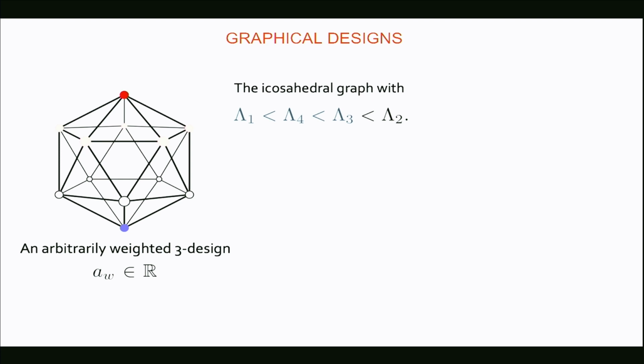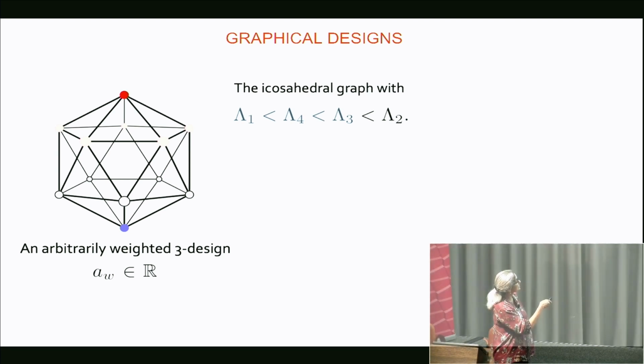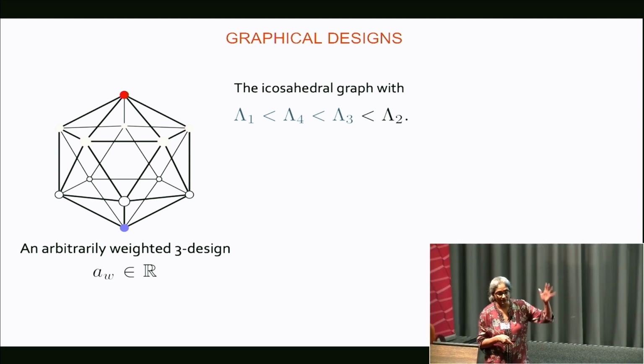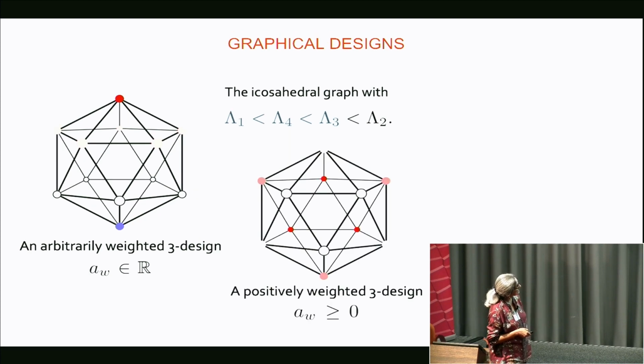So here are some examples. Back to the icosahedral graph, and here I've ordered the eigenspaces like this. Before I had them ordered in frequency order, now I jumbled it up a bit. So lambda 1 is still first, then I put the last one next, and so on. Okay, so it's some order. And then on the left here, you see an arbitrarily weighted design. This one has both negative weights and positive weights. The negative weight is blue. The non-negative weights are pink or red, depending on the magnitude. Okay, so that's one. And here's a positively weighted one.